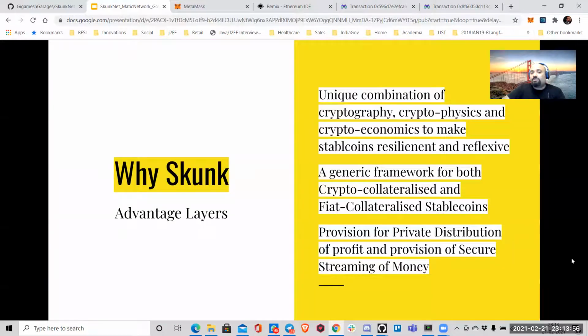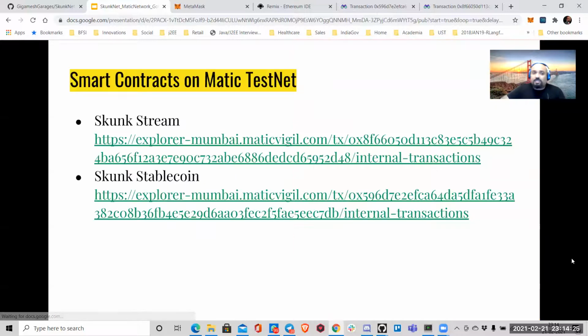It's running on Matic network. So like we said, it's a unique combination of cryptography, cryptophysics, and cryptoeconomics to make stablecoins resilient and reflexive. It's a generic framework which we can use along with crypto collateralized and fiat collateralized stablecoins. So we are planning to bring more and more fiat collateralized and crypto collateralized stablecoins through the Skunk approach. There is provision for private distribution of profit and provision for secure streaming of money in Skunk.